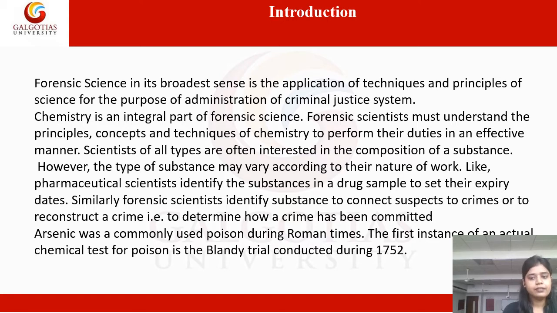Pharmaceutical scientists identify the substances in a drug sample to set the expiry date. This is the work which they do. Similarly, forensic scientists identify substances to connect a suspect to a crime or to reconstruct a crime, that is, to determine how a crime has been committed. For example, arsenic was a commonly used poison during Roman times, and the first instance of an actual chemical test for poison was in the Blandy trial, which was conducted in 1752.